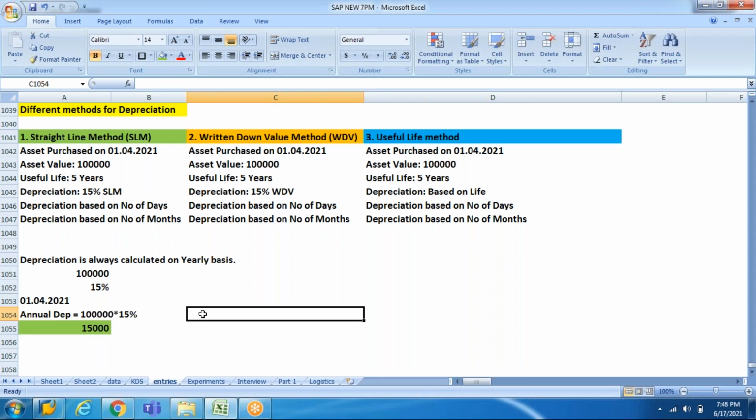Normally, as per accounting, we will have to record this depreciation on a monthly basis in the P&L account. This depreciation is a profit and loss account item. It must be debited in your P&L account on a monthly basis. So how do you arrive at the monthly value? You'll have to divide this 15,000 yearly amount either by the number of days in a year or by the number of months in a year. That is the reason we have given two things here.